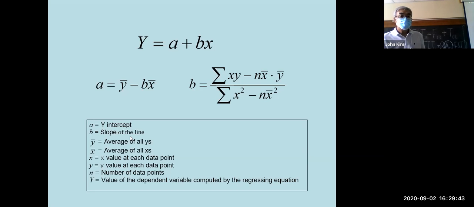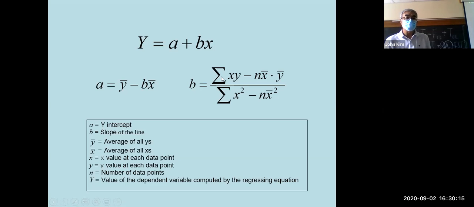The function is y equals a plus bx, where a equals y bar, the average of the y variable, minus b, the slope. So calculate the slope first, and then b times x bar, the mean of the x variable.